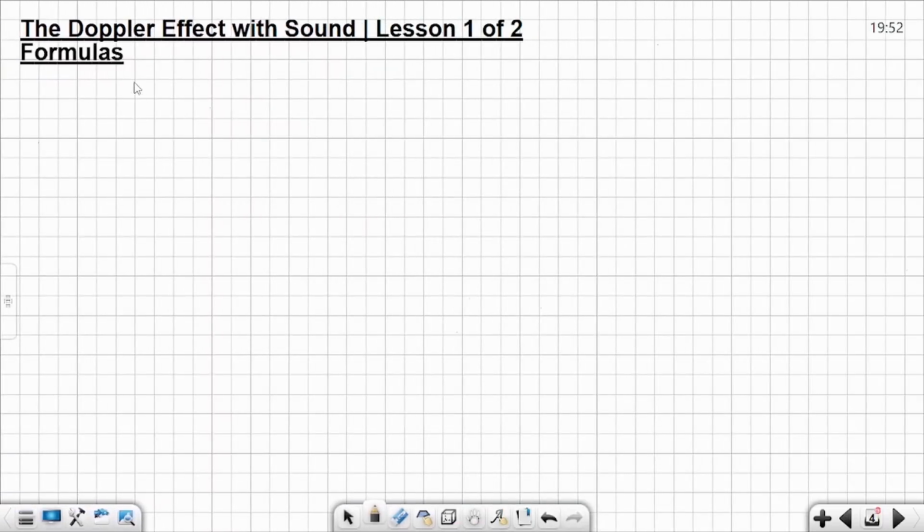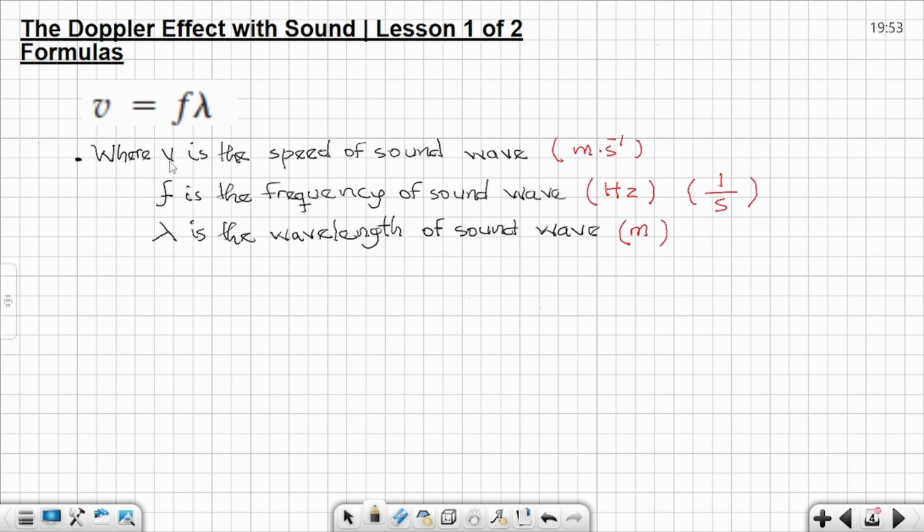And now let's look at some formulas. The first formula is this one. Okay, what are the letters in the formula? You have V, which is the speed of sound waves. It can be given as 340 meters per second. So depending on the value given, use the value that you'll be given. Or sometimes they can ask you to calculate the speed of sound waves.